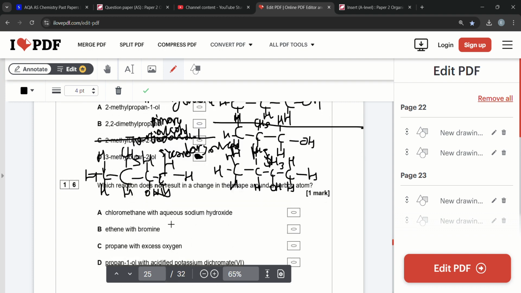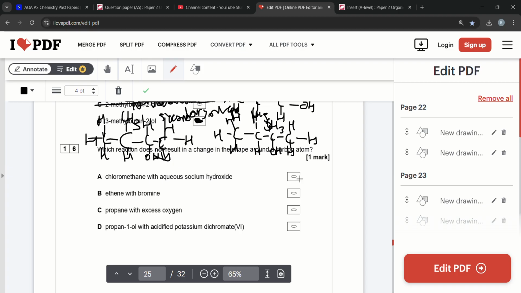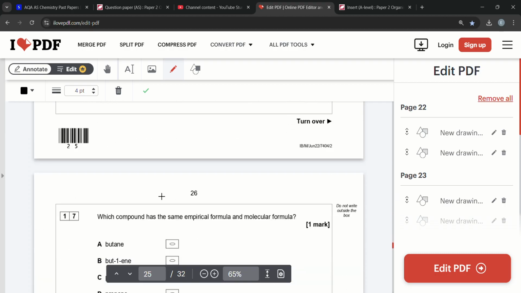Which reaction does not result in a change in the shape around the carbon atom? Chloromethane with aqueous sodium hydroxide. Ethene with bromine, that definitely would. Alkene, bromine, propane with excess oxygen, and propan-1-ol with acidified potassium dichromate. Yeah, so answer is A.